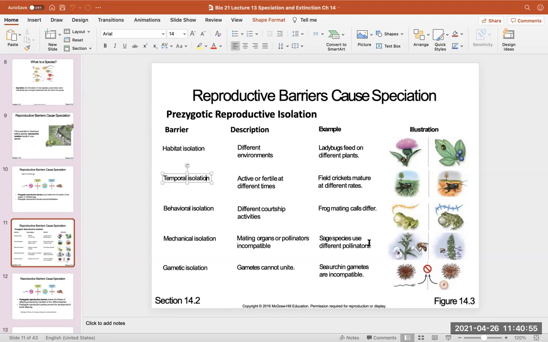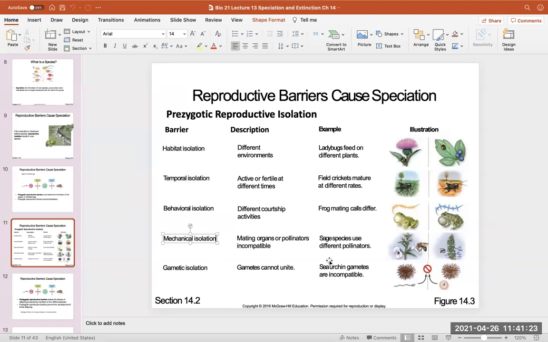Mechanical: think of the orchid and the wasp, or actually a better example is the bat and that flower. If the bat didn't have the long tongue, it wouldn't be able to get the nectar from the flower. So that's like coevolution. Mechanical is when the parts don't fit together. If it didn't have the long tongue, it wouldn't be able to get the nectar or pollinate that flower. So that would be a mechanical isolation.